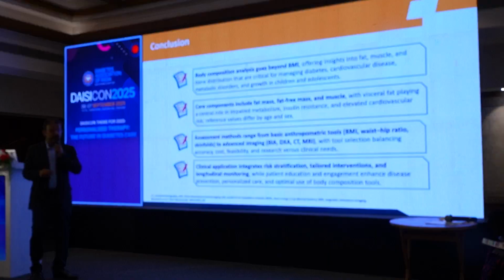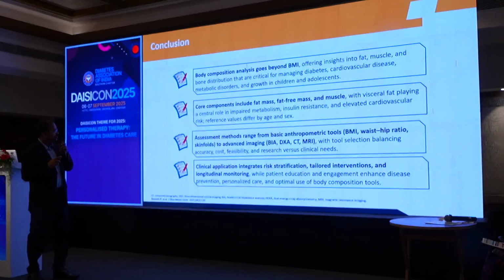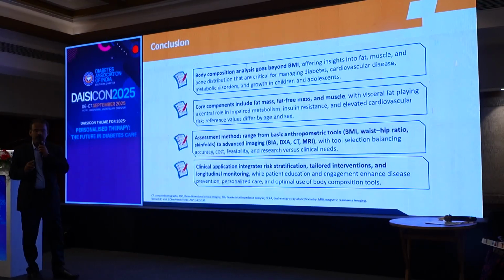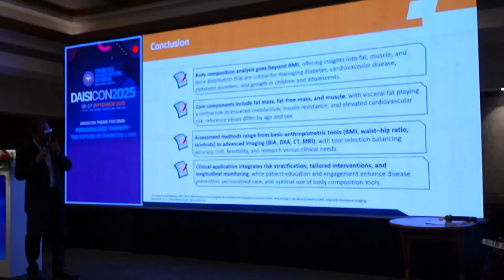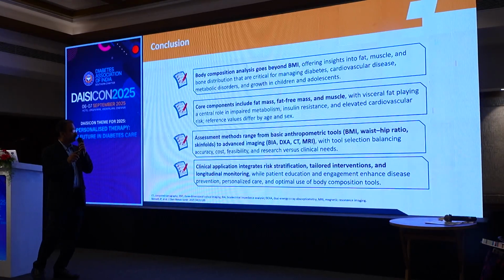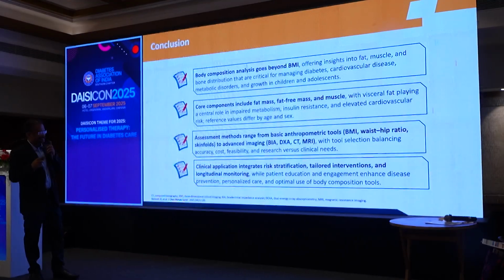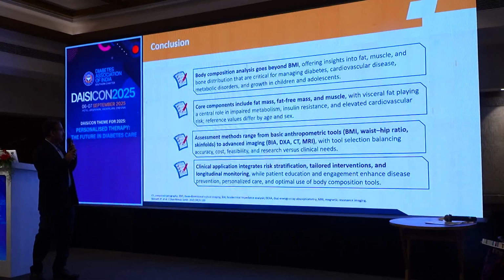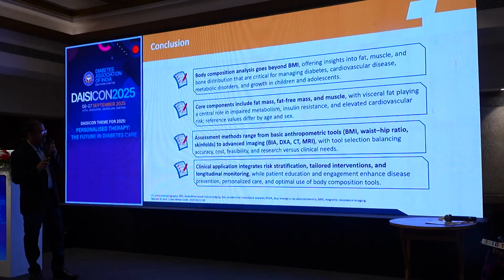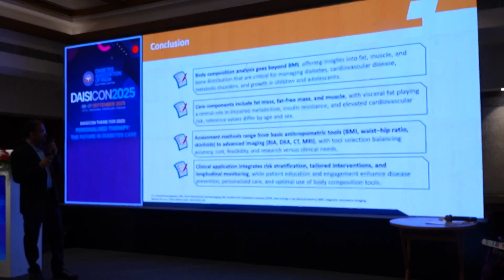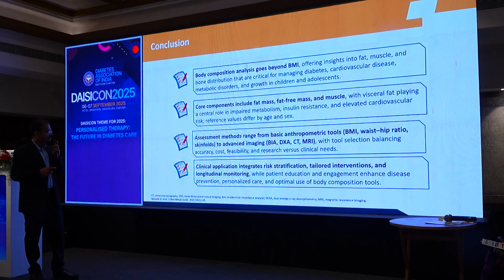And this is the end of my slides. Conclusion: body composition analysis goes beyond BMI because it offers various insights into fat, muscle and bone distribution throughout the curriculum for management of diabetes, cardiovascular disease and metabolic disorders, and growth in children as well as in adolescents. The core components include fat mass, fat-free mass and muscle, with visceral fat playing the central role in impaired metabolism, insulin resistance and elevated cardiovascular risk.